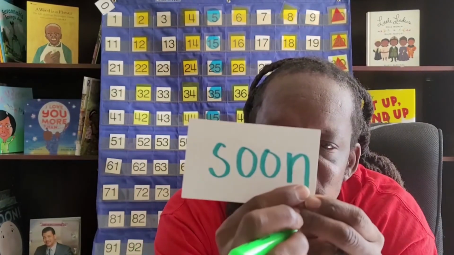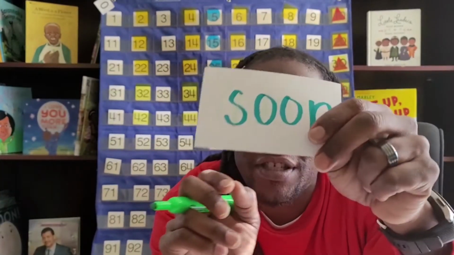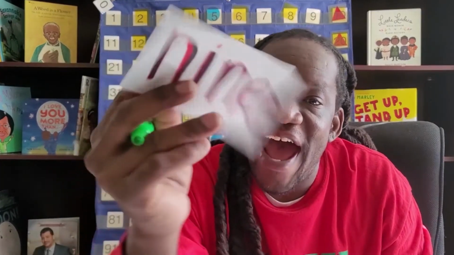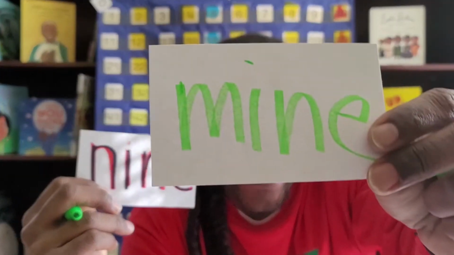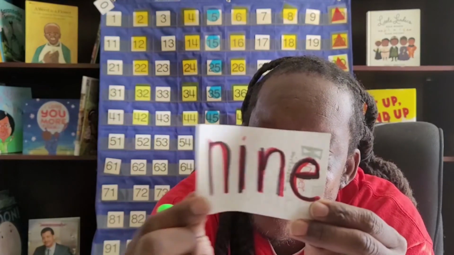And what word is this? Soon. Let's spell soon. S-O-O-N. What word rhymes with soon? Fly me to the moon. Moon. Soon. Moon. Boys and girls, what word rhymes with nine? Mine. This is mine, but this is nine. So let's spell nine. N-I-N-E. Nine. Thank you for being in room nine. Have a great weekend. Bye-bye.